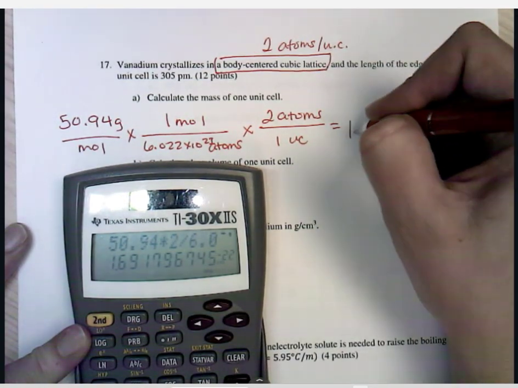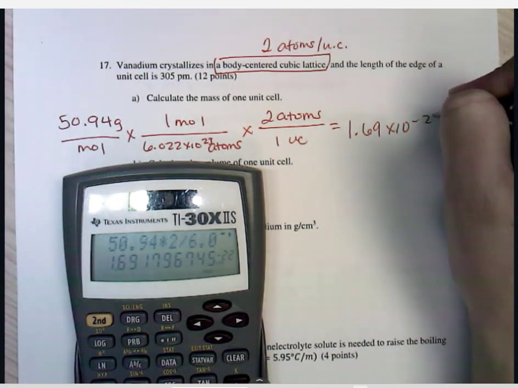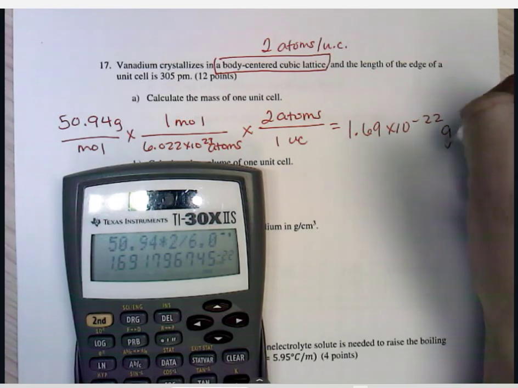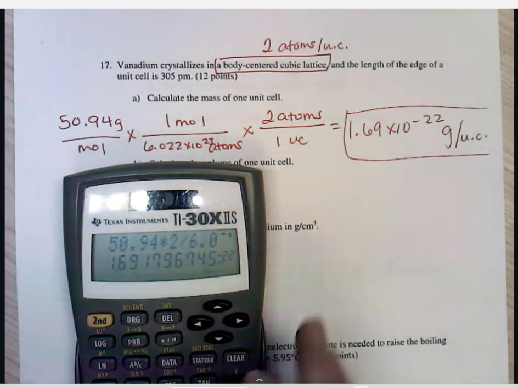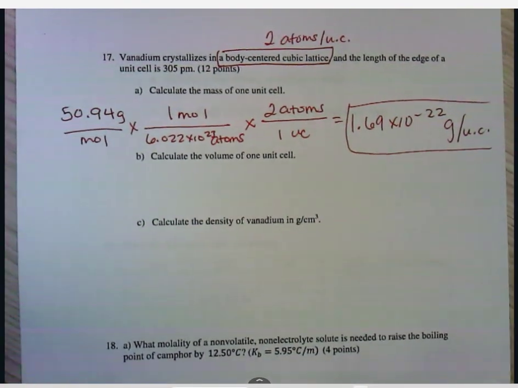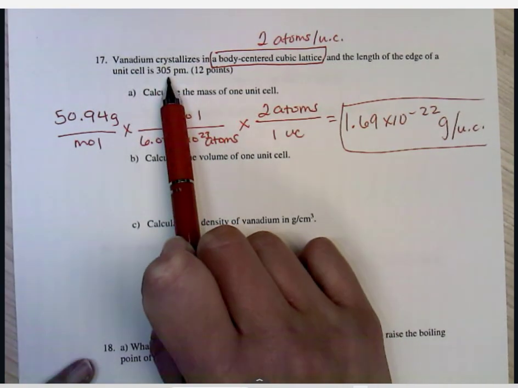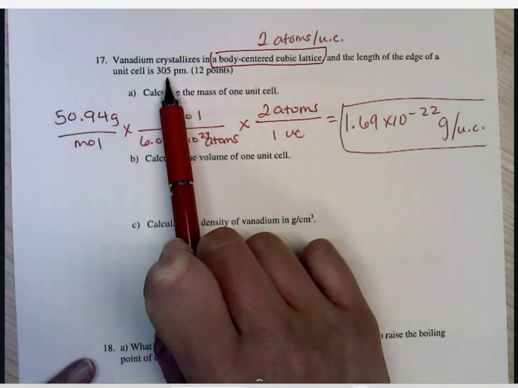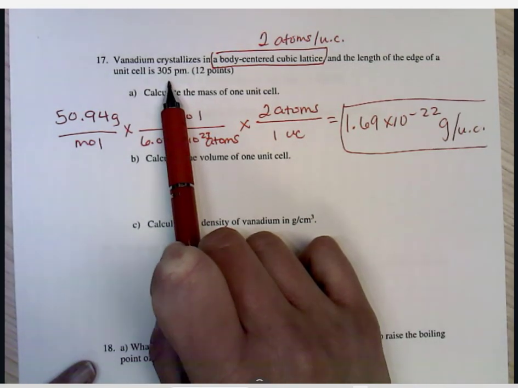And I get 1.69 times 10 to the minus 22 grams per unit cell. All right, for the volume, I want to just take the edge length and cube it. I'm already given the edge length, which is 305. Remember, if I was given the radius, I would need to convert it to edge length.